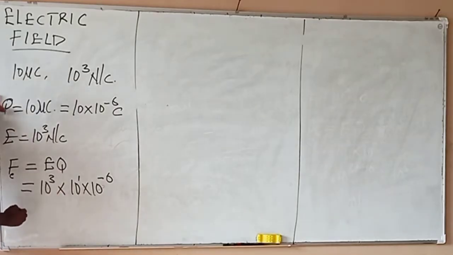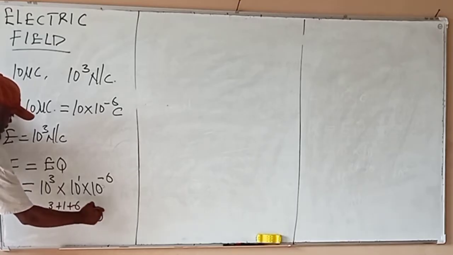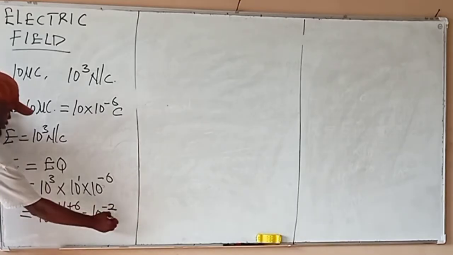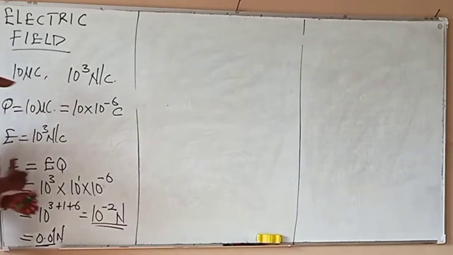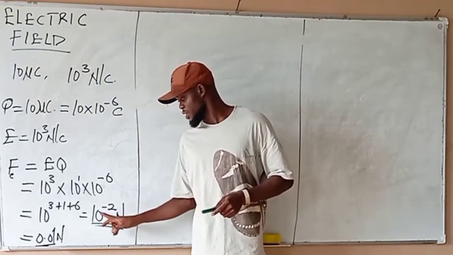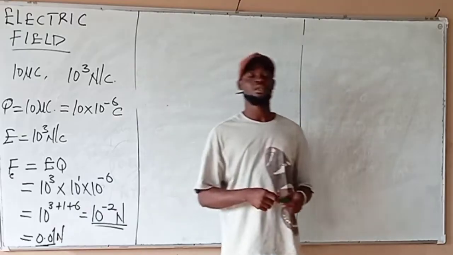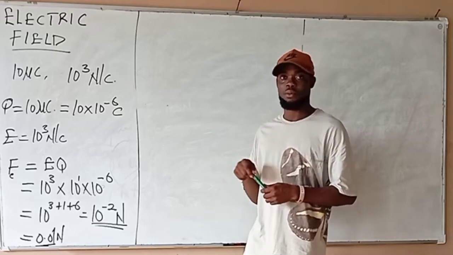If you apply this here, we're going to have 10, with the powers added up on the base: 3 plus 1 minus 6. That is minus 2. So that gives us 10 to the power minus 2 newtons, or 0.01 newtons. 0.01 newtons is 1 over 100. So this is what I will have: 10 to the power minus 2 newtons or 0.01 newtons. That will be the force experienced by that object.